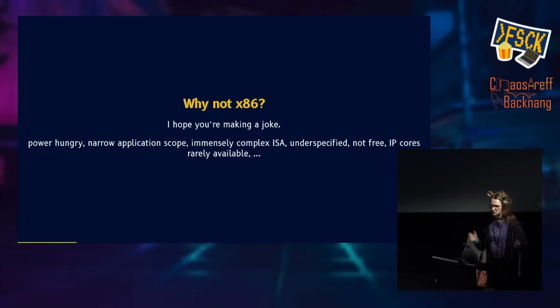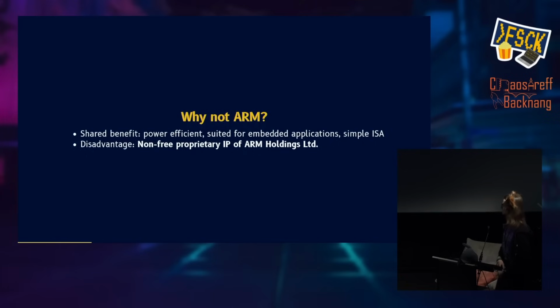And it is, of course, not free. Intel mainly owns the IP, and some other companies can do stuff with it. But I don't think it's particularly easy or cheap to buy IP cores, so cores that you can take on your own and put into your own hardware designs for x86. So basically, x86 needs to die as soon as possible.